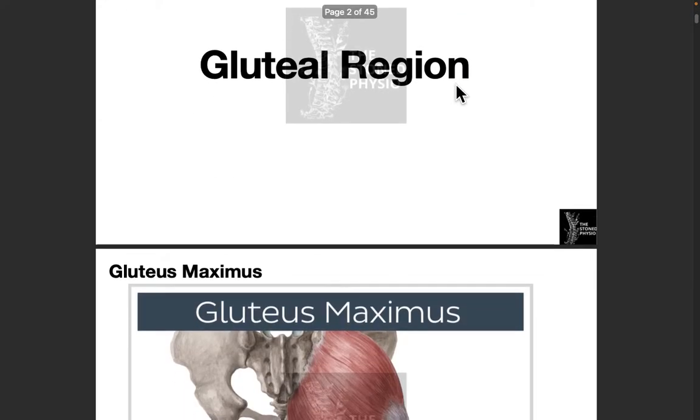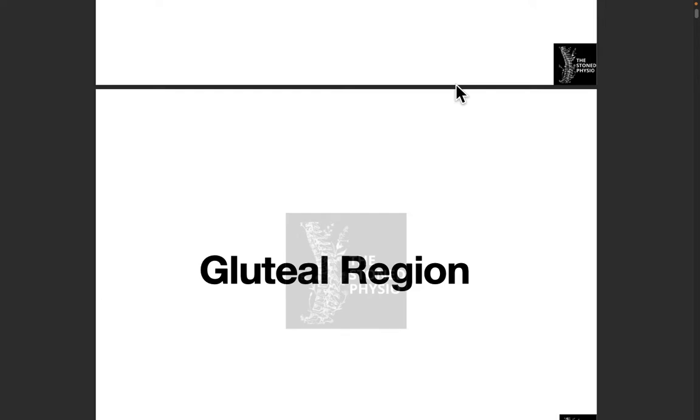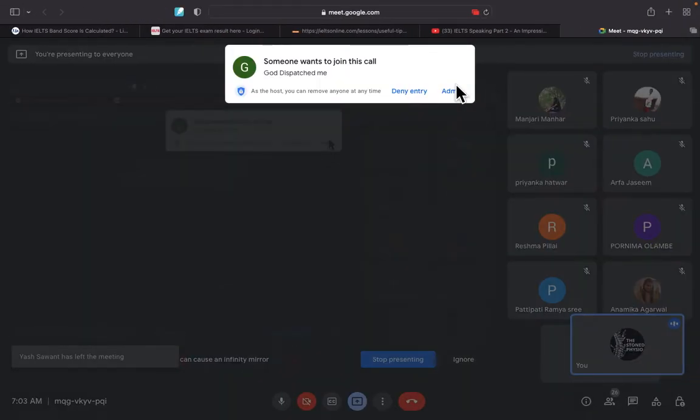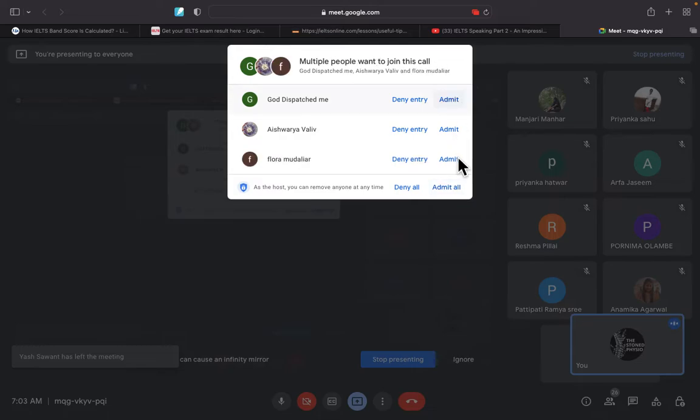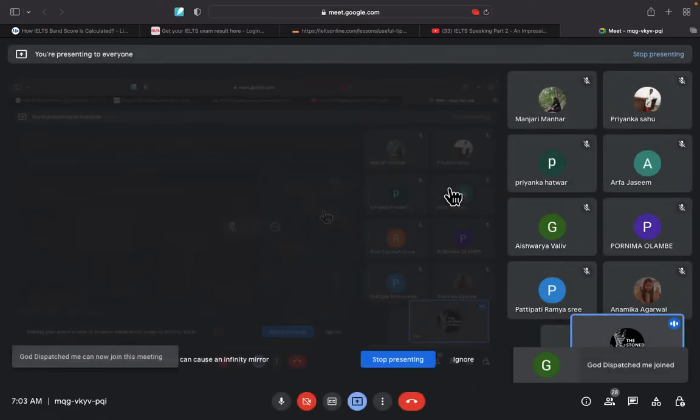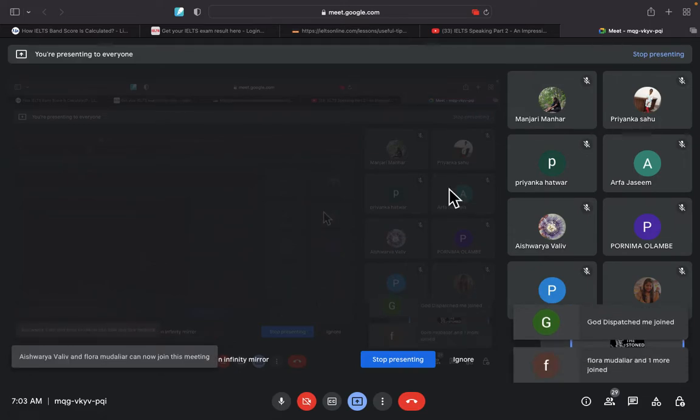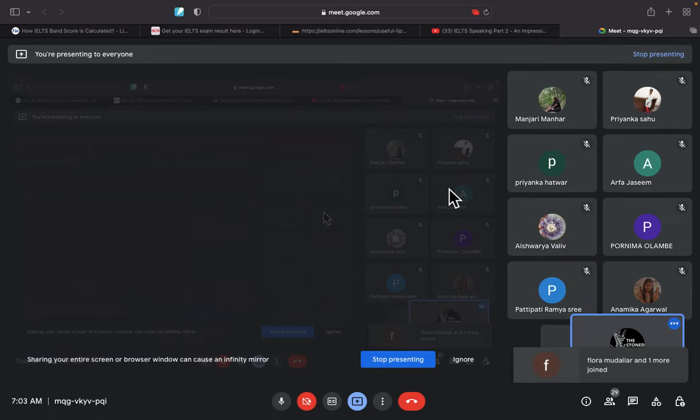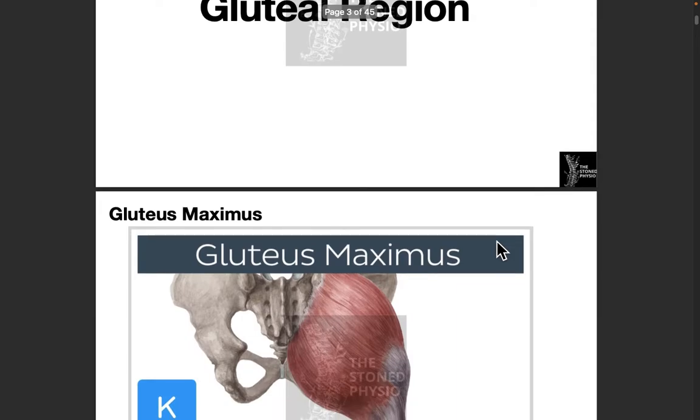Okay, so let's start with the gluteal region. It will be more of an interactive session, because till now we have discussed more or less all the muscles. At least we have taken the names of these muscles. So the first muscle that we are supposed to talk about is the gluteus maximus.